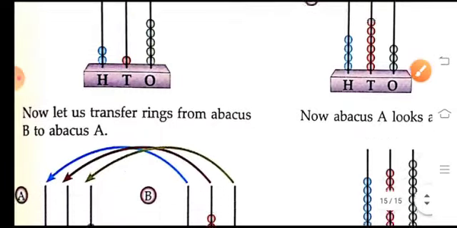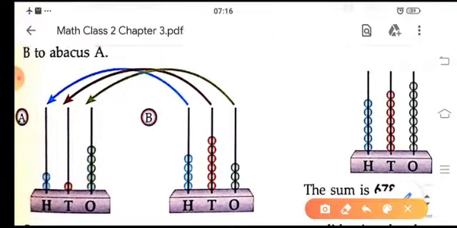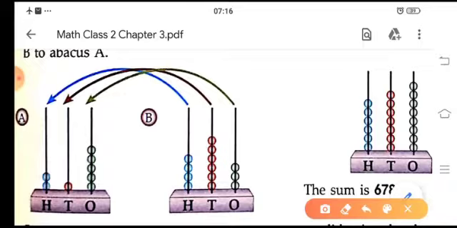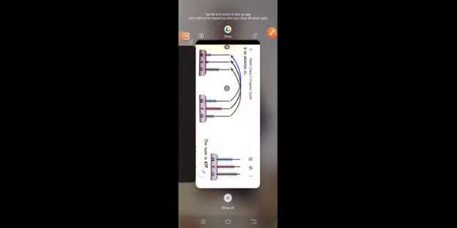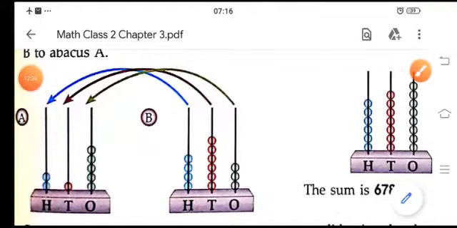Then we'll mix all these beads. Hundreds with hundreds, tens with tens, and ones with ones. So we'll add these numbers. Here 1 2 3 4 5 6, then here 1 2 3 4 5 6 7, then here 1 2 3 4 5 6 7 8. So the number we get is 678. So children, this is all about your chapter.